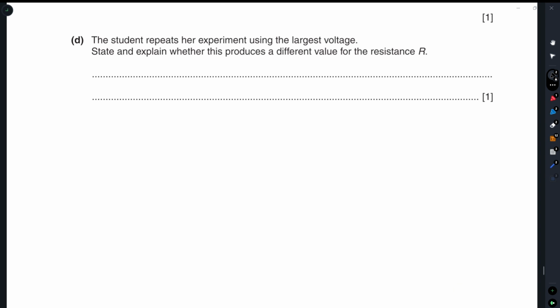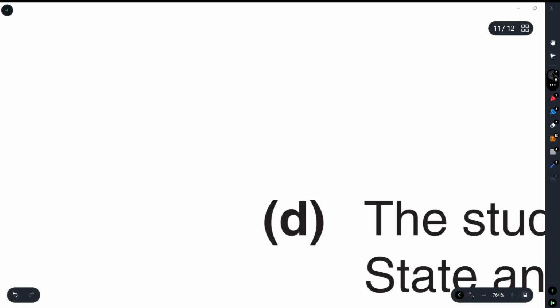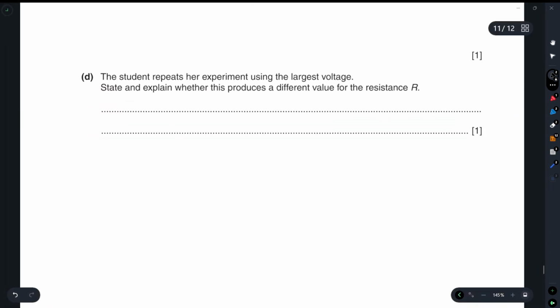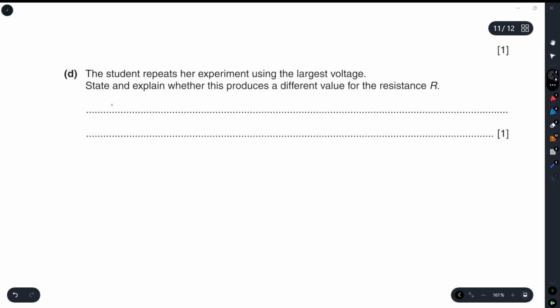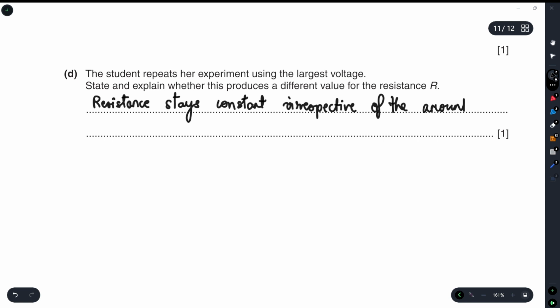Student repeats her experiment using the largest voltage and explain whether this produces a different value of R. So probably not. So irrespective of how much voltage you have, resistance जो है वो तो constant रहता है. Resistance stays constant irrespective of the amount of potential difference applied.